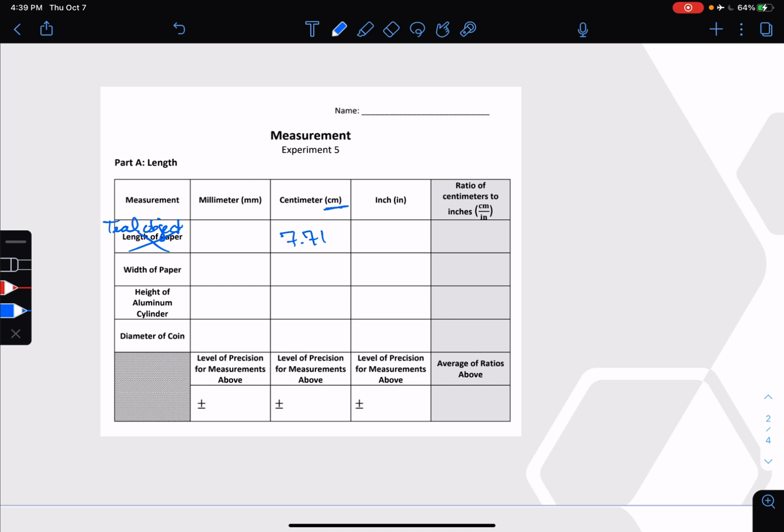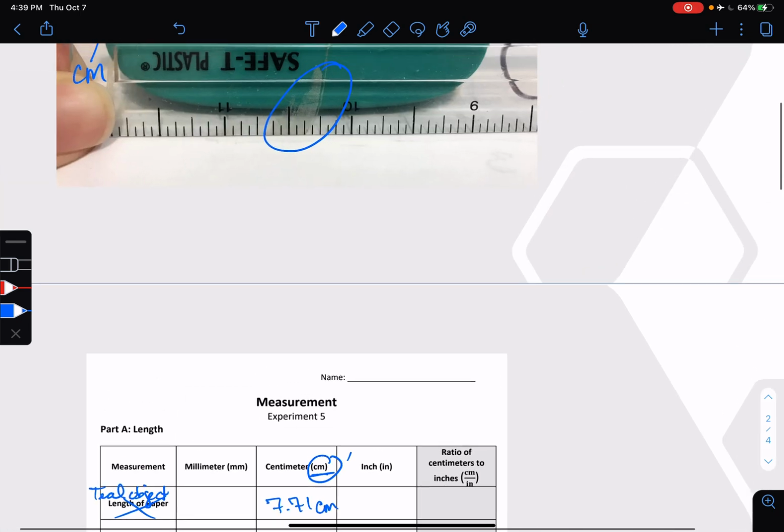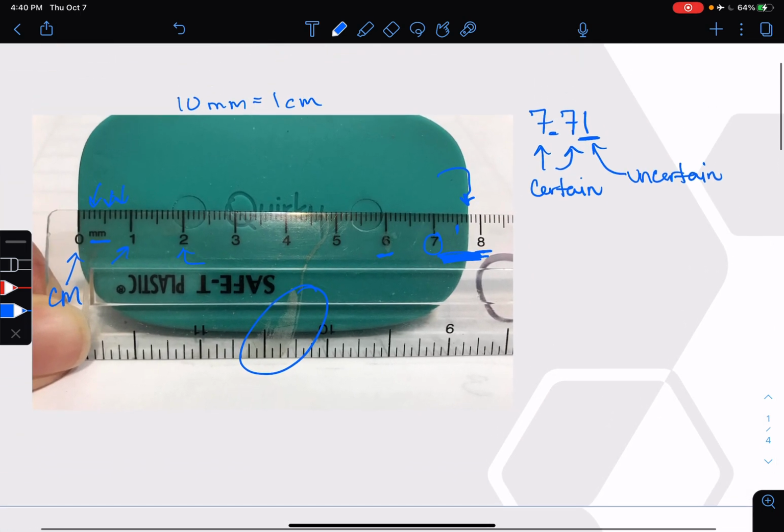Now, you see how you have centimeters written up here? That means that everything in that column is going to be centimeters, so you don't have to put a unit. But if you want to just be safe, you can go ahead and put the centimeters there. Okay, so scrolling on back up.